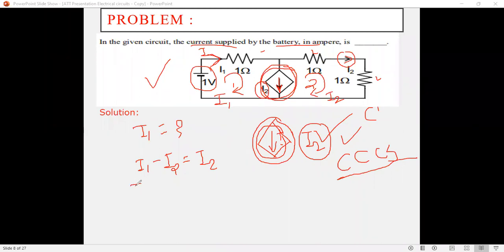So it becomes I1 minus I2 equals I2. Shifting to the left hand side, it becomes minus I2, so it is nothing but I1 minus 2I2 equals 0. So this is equation 1. Now apply KVL to the super mesh loop.